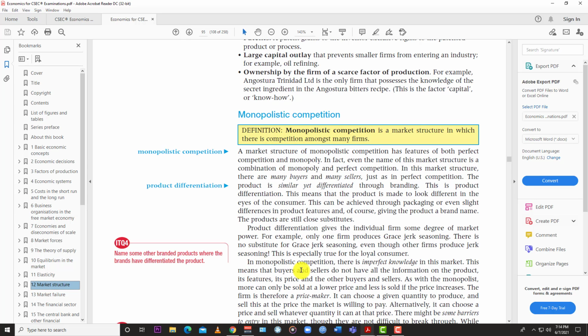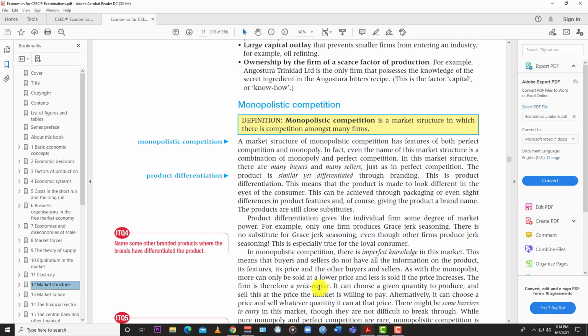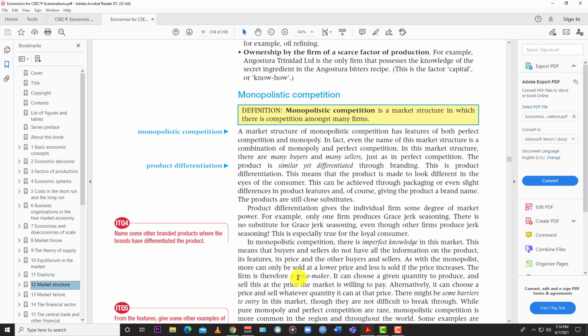Now, in monopolistic competition, there is imperfect knowledge, and so that is similar to the monopoly. Both of them have imperfect knowledge. So that's a similarity right there. This means that buyers and sellers do not have all the information on the product's features. And then, a next key thing here, they are price makers. In the monopoly, they are price makers. In monopolistic competition, they are also price makers. So they are similar in that way.